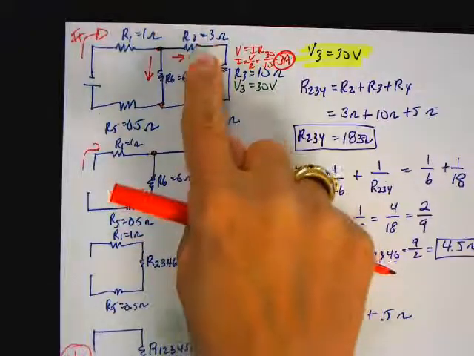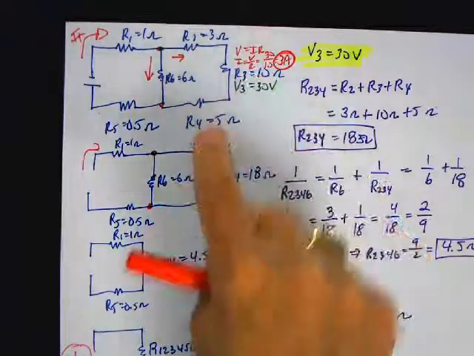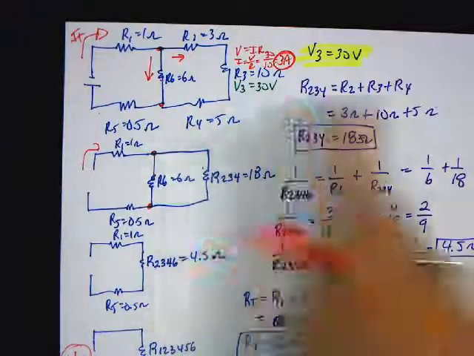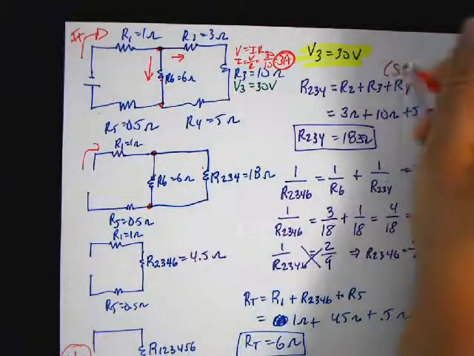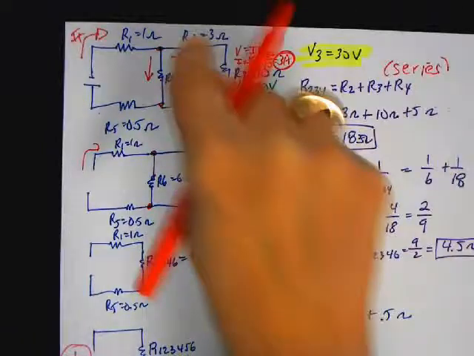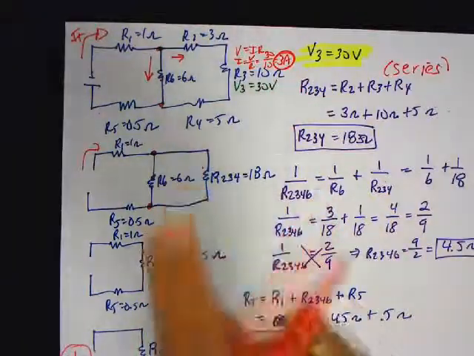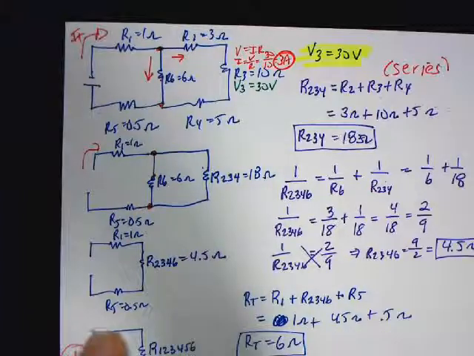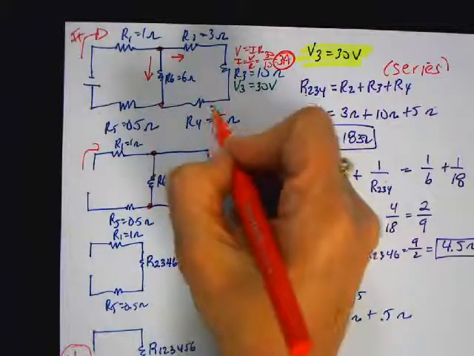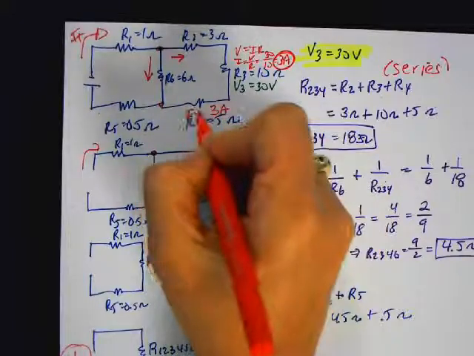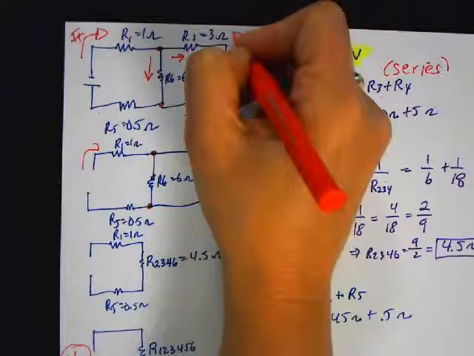Now, resistor 2, 3, and 4, how did I add them up? What was their relationship? Series. These are in series. What is the same in series? Current. So if this is 3 amps, this is 3 amps, and this is 3 amps.